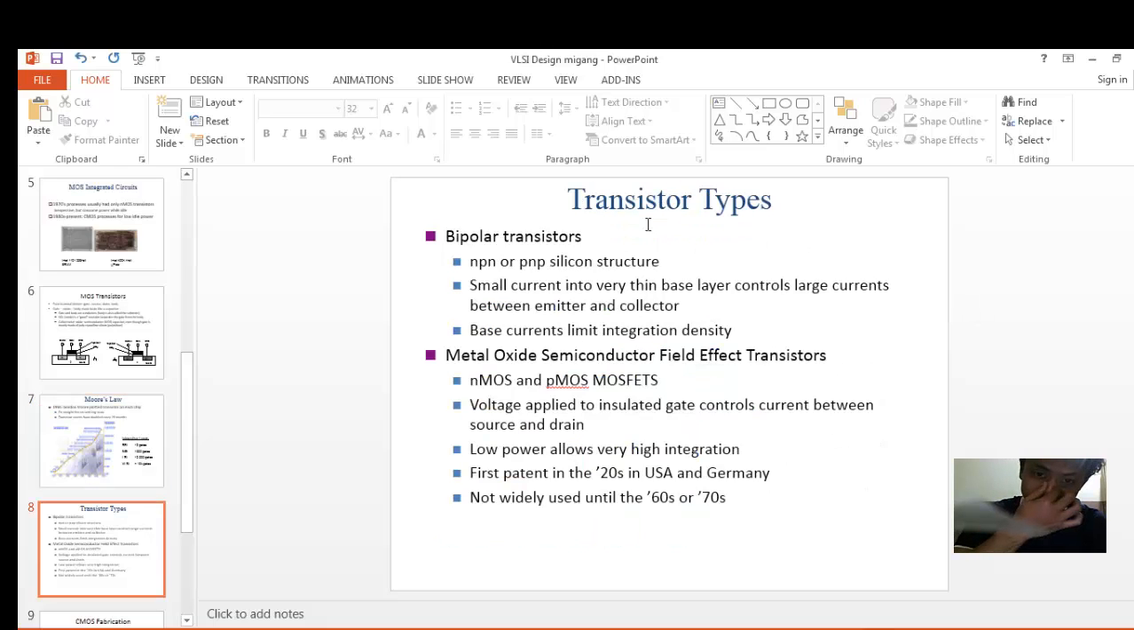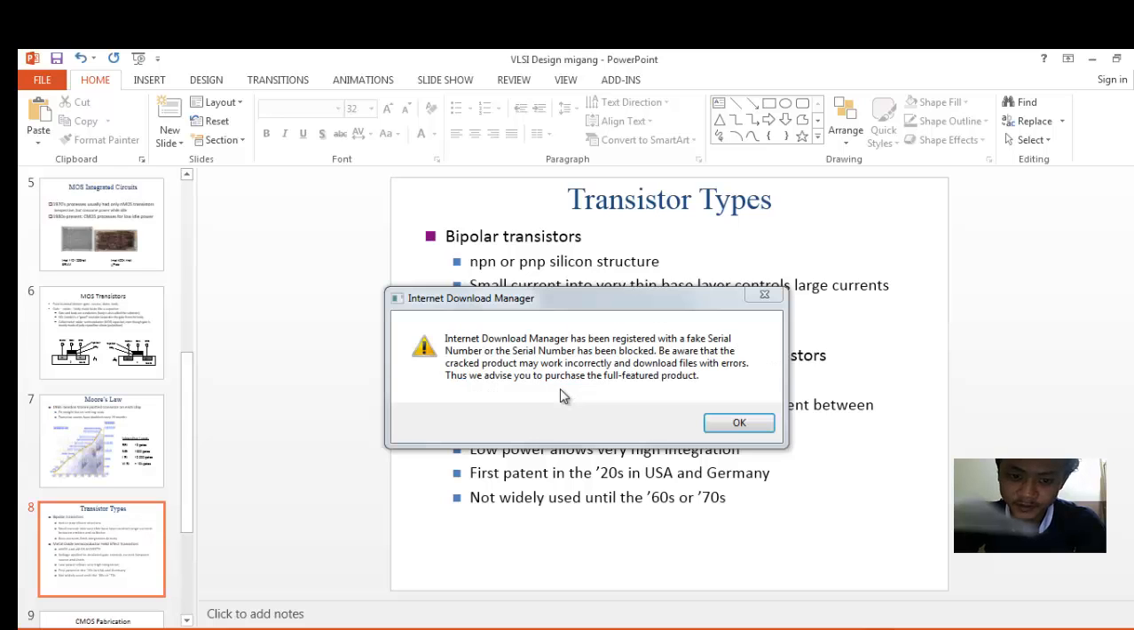So let us know the types of transistors. Transistors are basically of two types: bipolar transistors and metal oxide semiconductor field effect transistors, also known as MOSFET. Bipolar transistors consist of NPN and PNP silicon structure. In a bipolar transistor, small current into a very thin layer controls large current between emitter and collector. Base currents limit integration density.